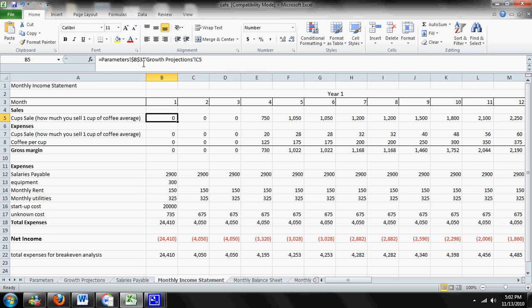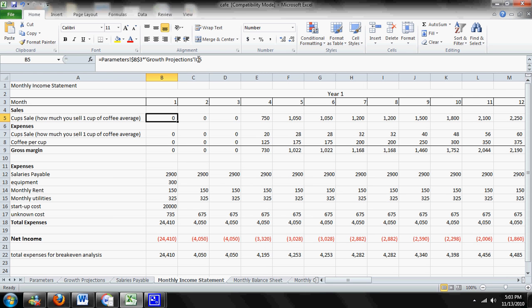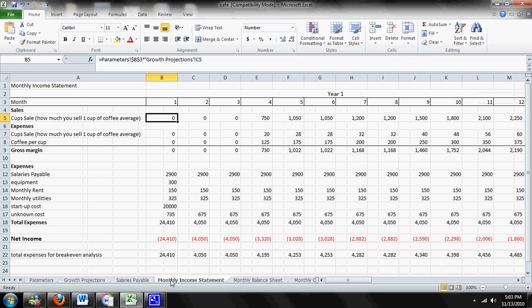This one basically says parameters in B3. So we go to parameters in B3, that's this number. That's how much you sell a cup of coffee for. You're saying you sell a cup of coffee for $3. And then you're multiplying it by your growth projections in C5. If you go to C5, you'll see your growth projections. That's how many cups of coffee you sell in month one. So you're taking the price you're selling your coffee for multiplied by the quantity sold.